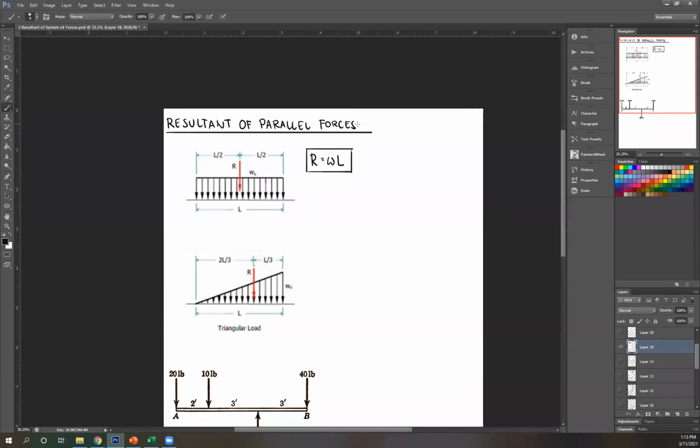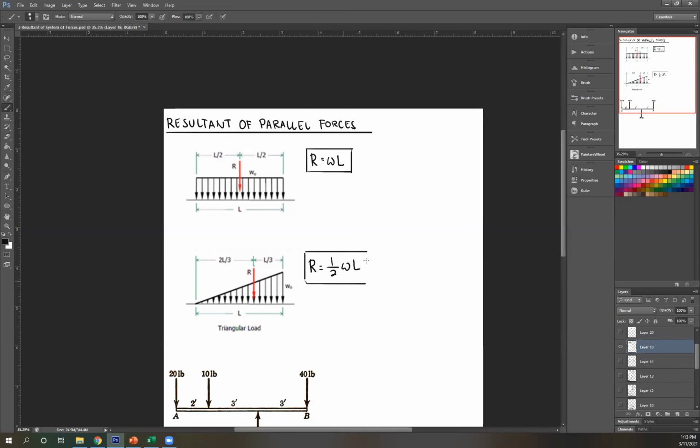Next, triangular load. The center of a triangle is 1/3 its base. So that's why your resultant is here, and this is your 1/3, from the higher end. Therefore, that's 2/3 L. And then its magnitude is the area, which is 1/2 base times height, 1/2 height times base L.